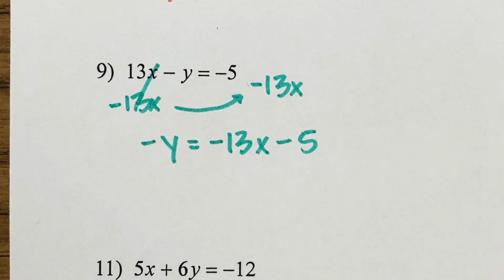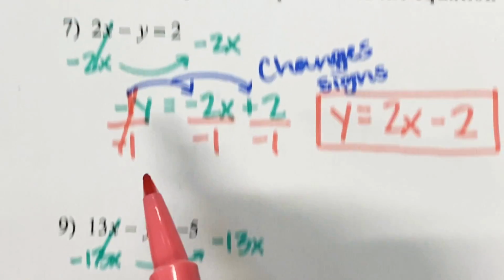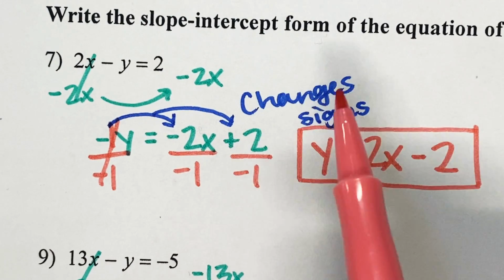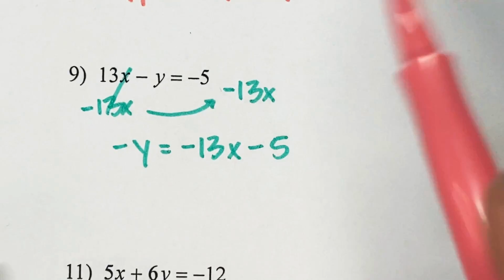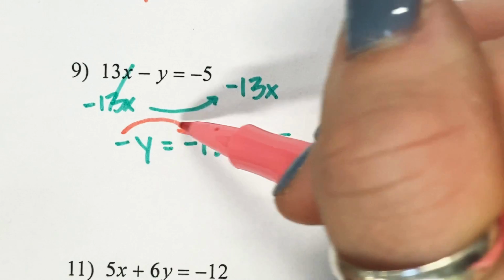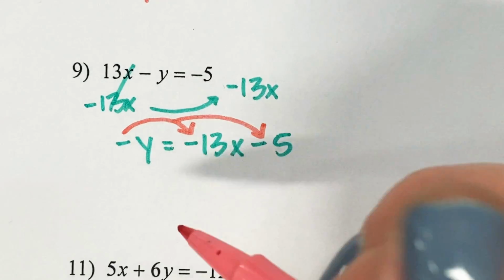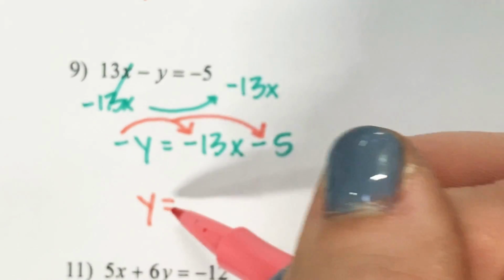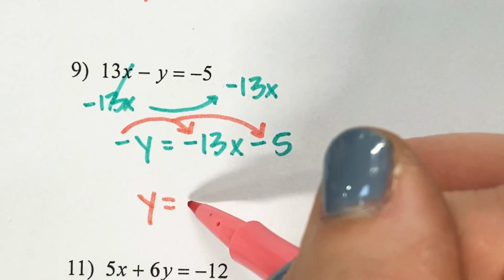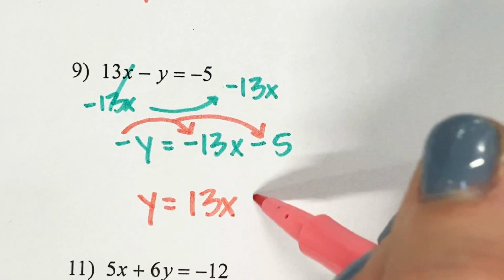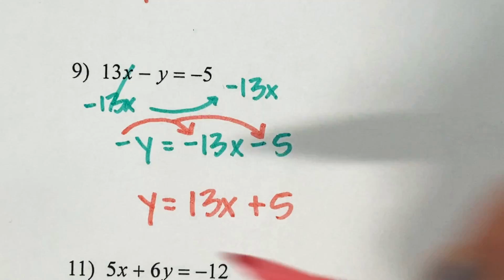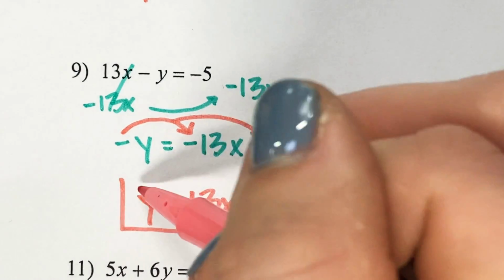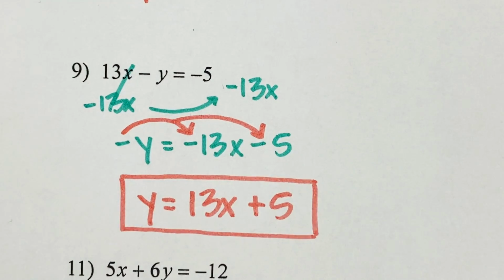Okay, well, what trick did we just learn with the negative? What does it do to our signs on the other side? It changes them. Okay, so that negative is going to change both those signs. So we get y equals, because it moved over there, and now we have a positive 13x and a positive 5. Easy peasy. Just changes those signs on the other side.